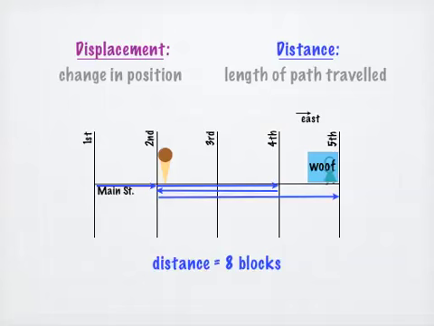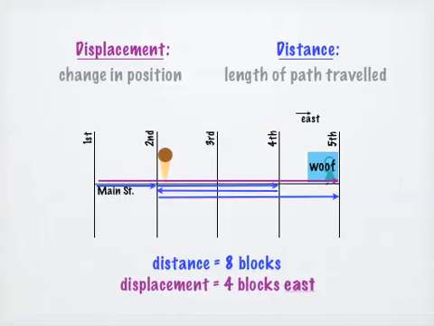My displacement is just the change in my position from my initial position at 1st Avenue to my final position at 5th Avenue. My displacement is 4 blocks to the east. Displacement is a vector quantity because we describe the change in position with both a magnitude and a direction. My final location is 4 blocks east of my initial location. Distance is a scalar quantity because length only has a magnitude, not a direction.